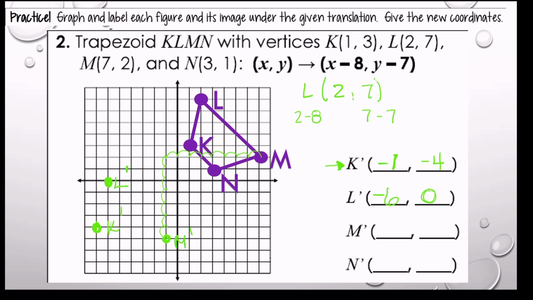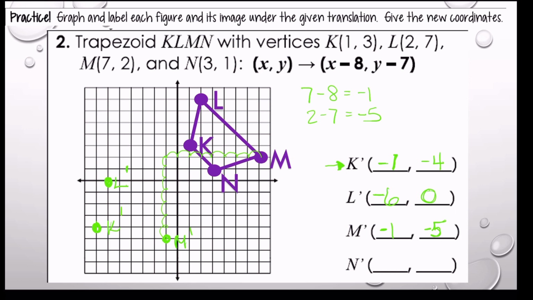That ordered pair would be negative 1, and I count down 1, 2, 3, 4, 5. And if you did the math, the math here has you doing 7 minus 8, which is negative 1, and 2 minus 7, which is negative 5, and that gave me M prime.